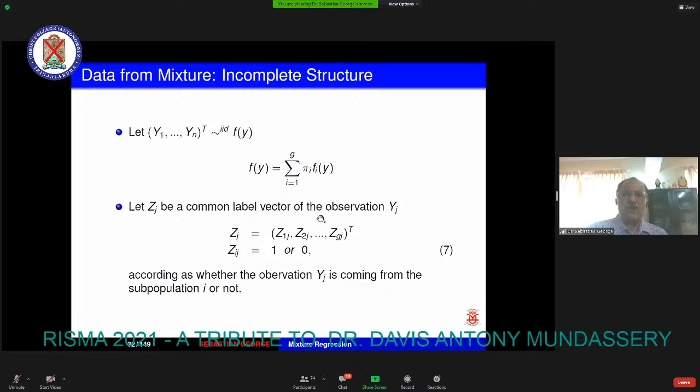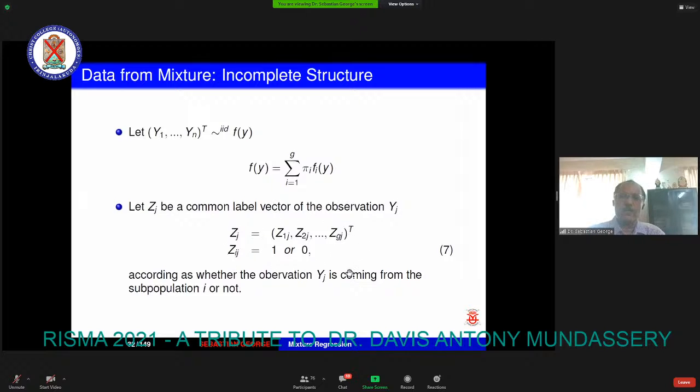But the problem is that essentially we don't know from which population each y is coming, if we have y1, y2, etc., yn as a sample from this population. So we have a hidden factor here that we represent by Z_j, where Z_ij is equal to 1 or 0, according to whether the observation Y_j is coming from the subpopulation i or not. If it is coming from subpopulation i, then Z_ij is equal to 1, otherwise it is 0. And this is actually a hidden variable or latent variable. In fact, mixture modeling essentially belongs to the class of latent variable models, because this kind of unobservable factor is there.